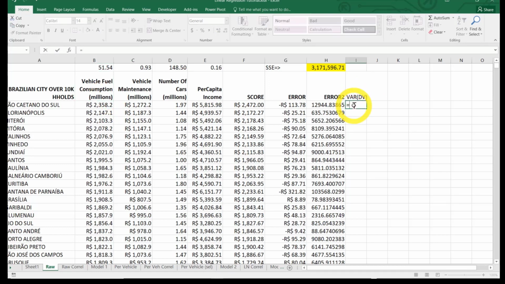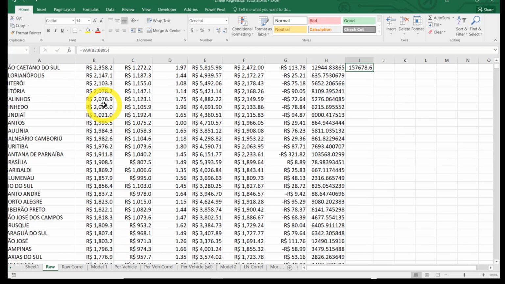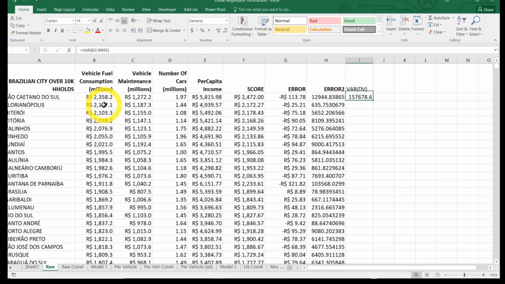What is the variance of the dependent variable? We're going to use the function VAR. VAR calculates the variance. So we're going to calculate the variance of all the fuel consumption we observed on cells B3 to B895. That's the entire data set. What is this variance? This is the extent to which fuel consumption varies across the 894 towns that we have in our sample. That's the amount of variation in fuel consumption across cities.